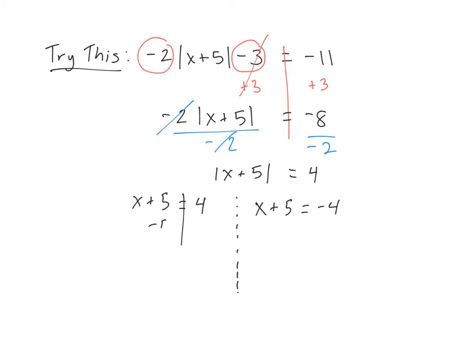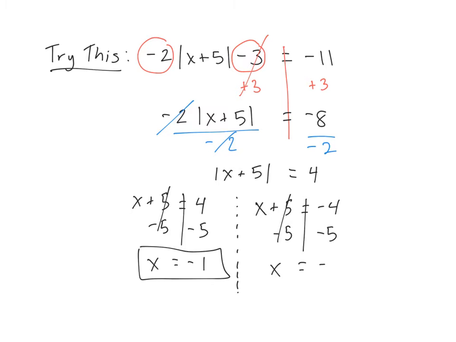So I can undo my add 5 by subtracting 5, and I get x equals negative 1. And then when I subtract 5 on my second equation, negative 4 subtract 5 is going to make negative 9. Hopefully you got that one.